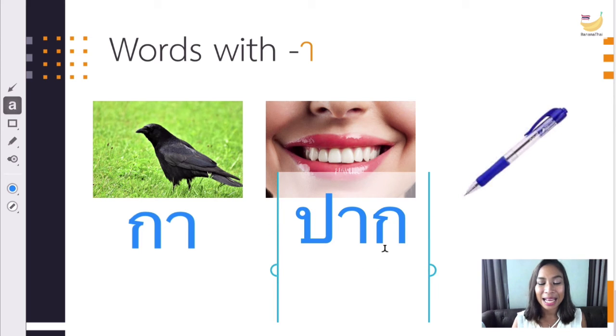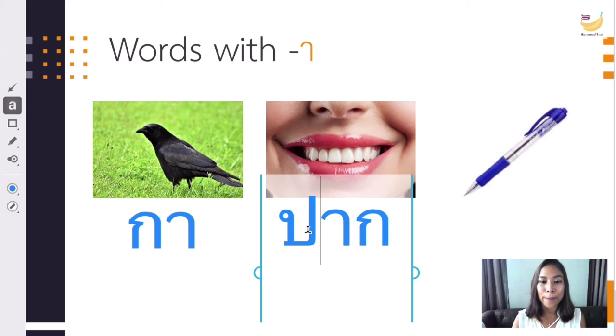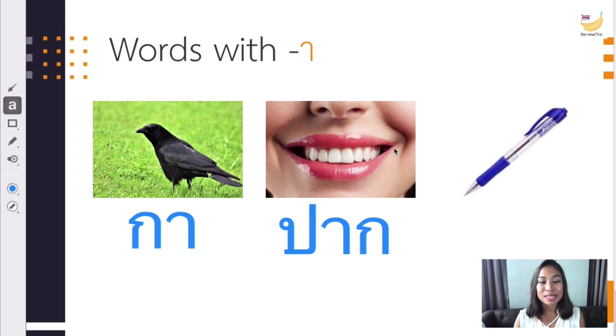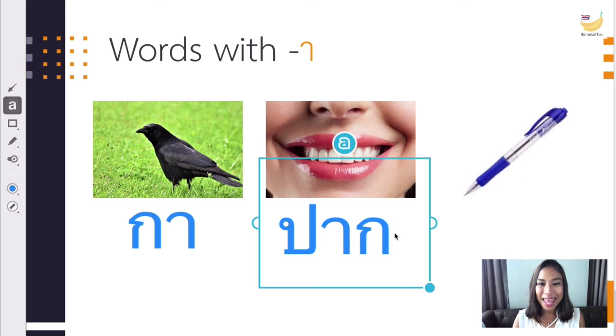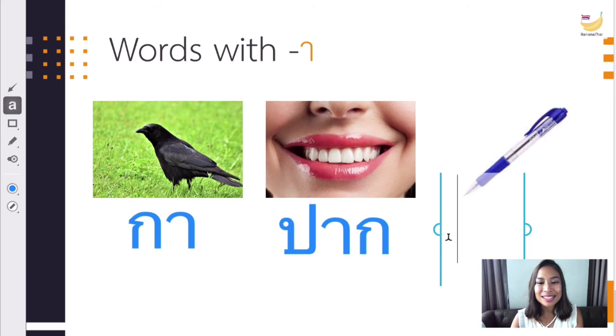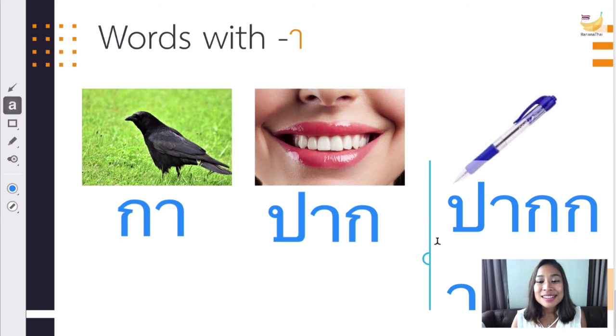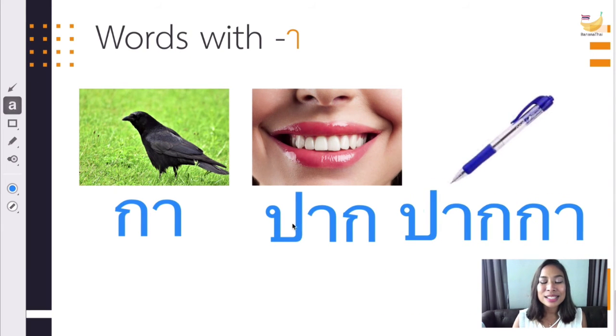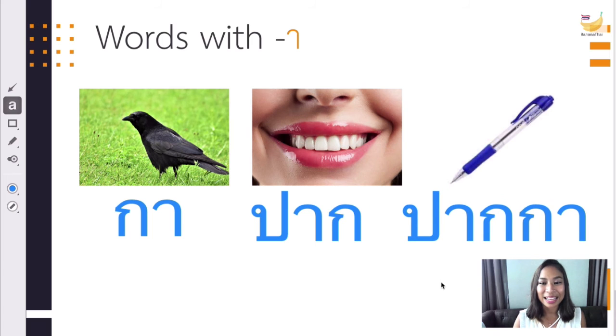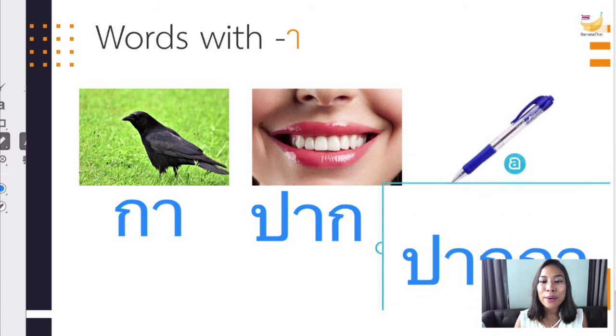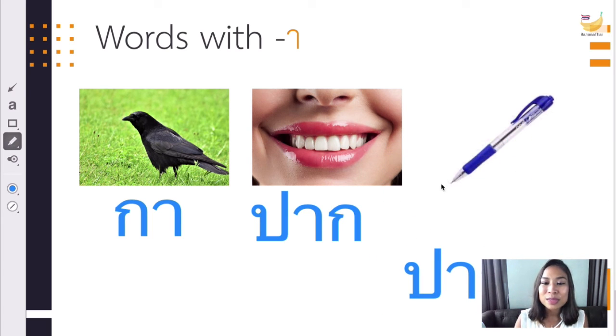Next one, mouth in Thai is ปาก. See, ปอปลา สระอา กอไก่, ปาก means mouth. And this one, pen in Thai is ปากกา. So it's actually these two syllables together, ปากกา. ปาก means mouth and กา means crow. So look at this part, it looks like a crow's mouth, right?